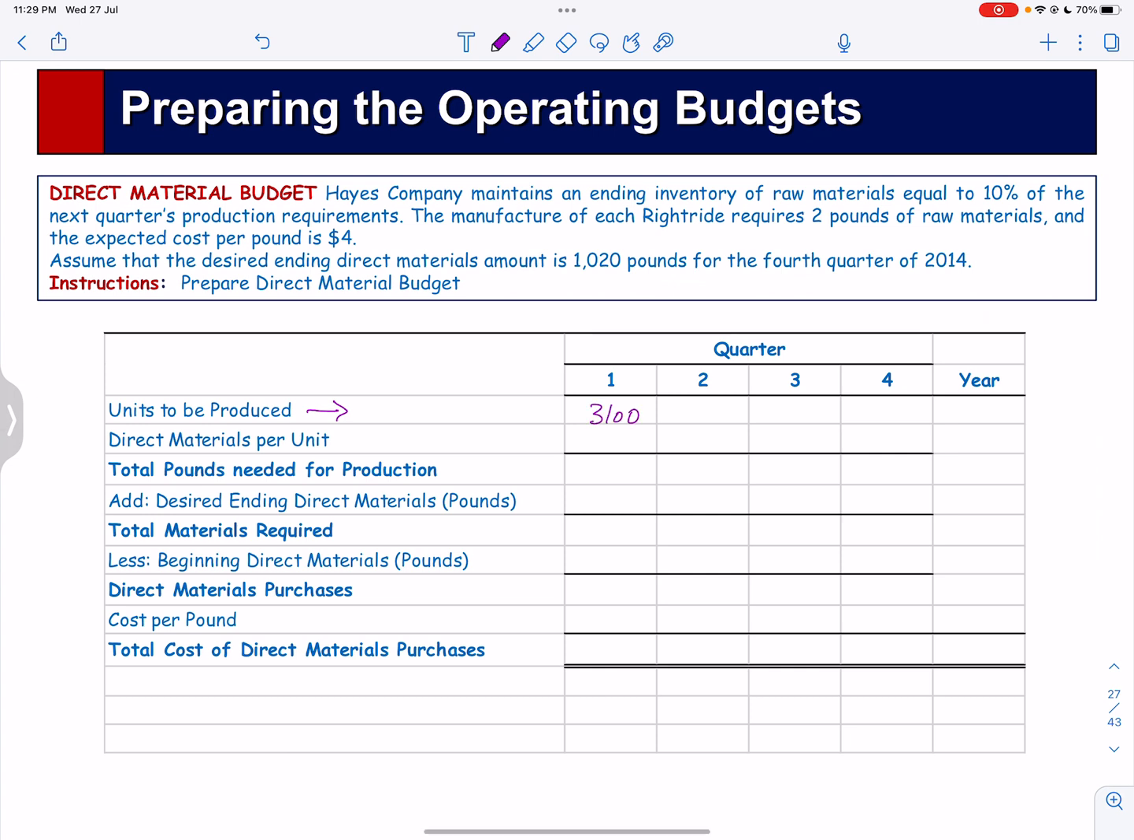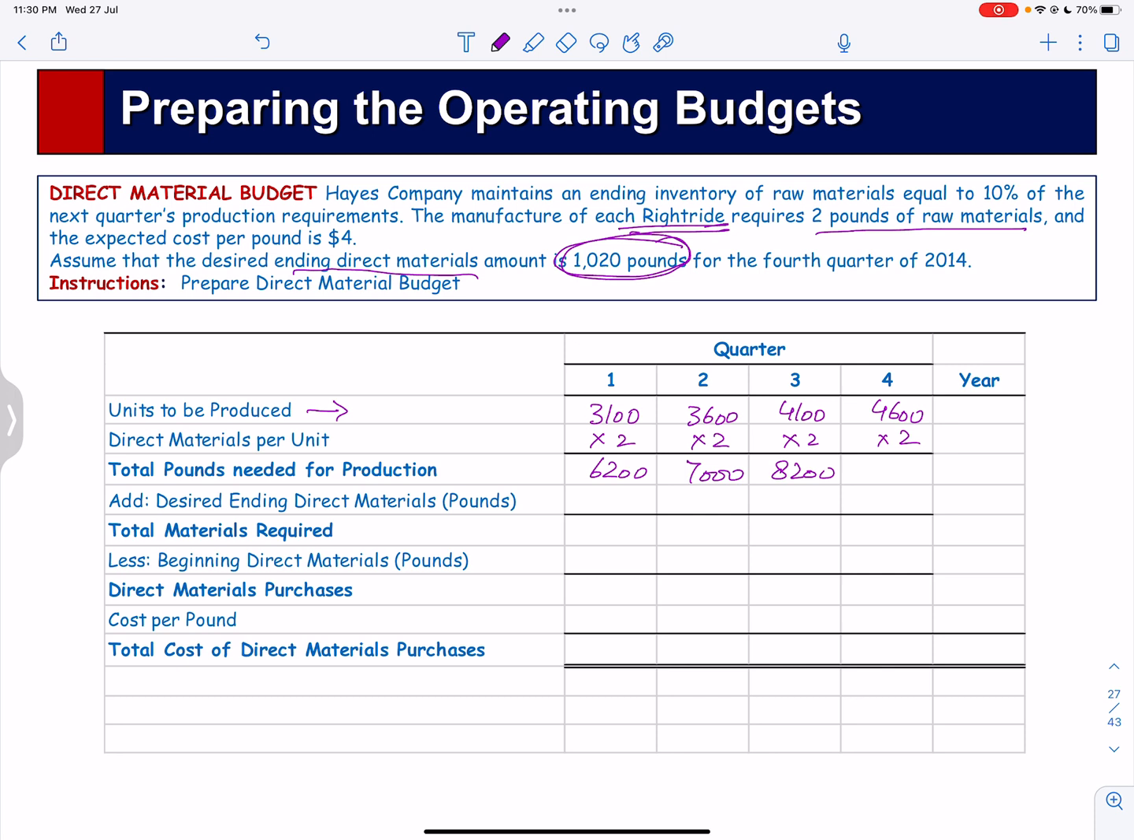3,100, 3,600, 4,100 and 4,600. Now the manufacturer requires 2 pounds of raw material for each unit. So we multiply by 2 in each case. So the total pounds required will be 6,200, 7,000, 8,200, and assume that the desired ending direct material amounts to 1,020 for the fourth quarter.